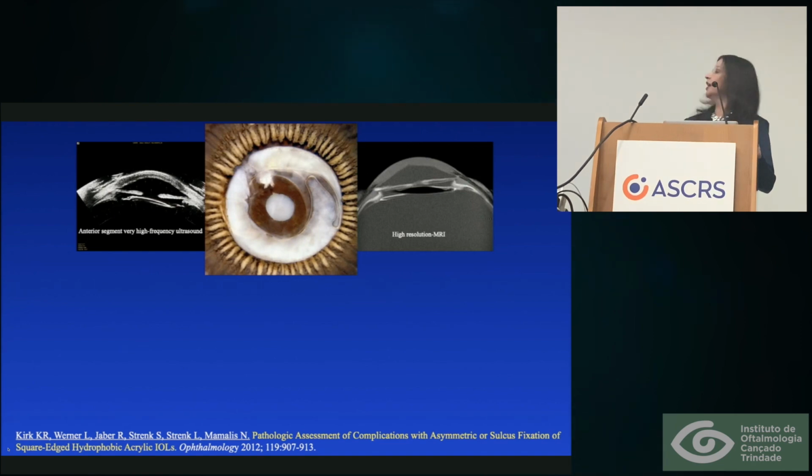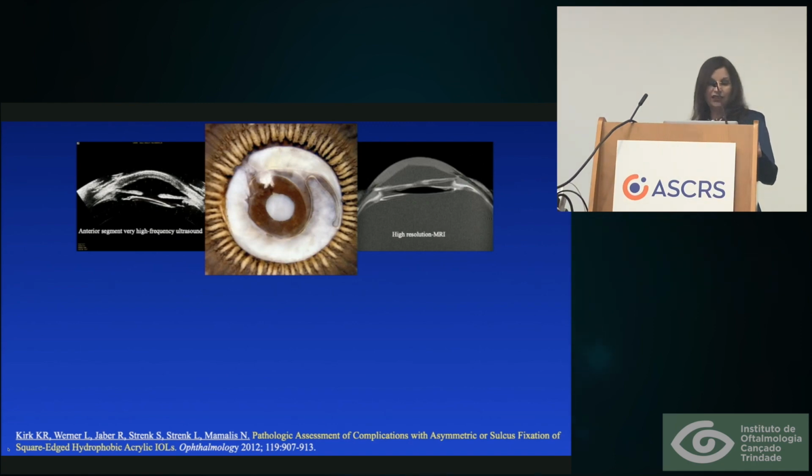So you can see in the central image, the haptic on the left side is actually in the sulcus, and on the right side is inside of the bag. If you analyze with techniques such as high-frequency ultrasound or MRI, you can see that this asymmetric configuration may lead to problems such as tilt, and also it may lead to some decentration of the lens.